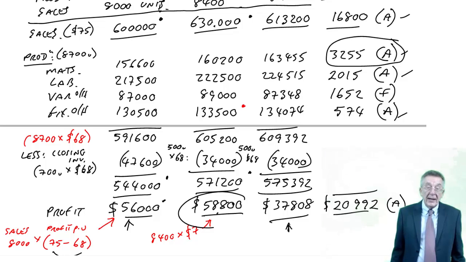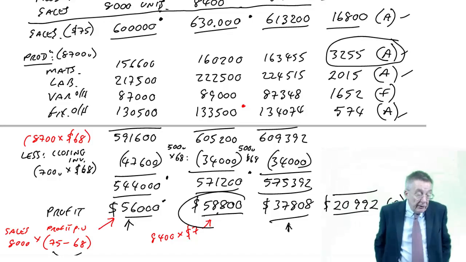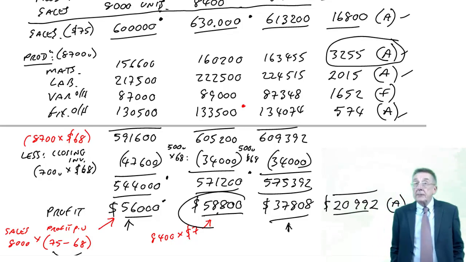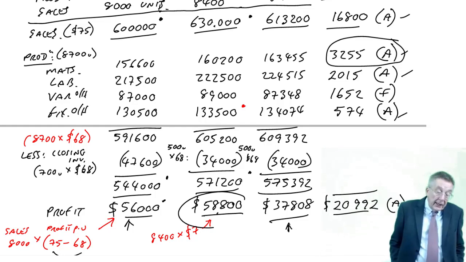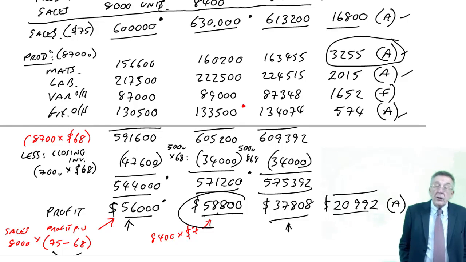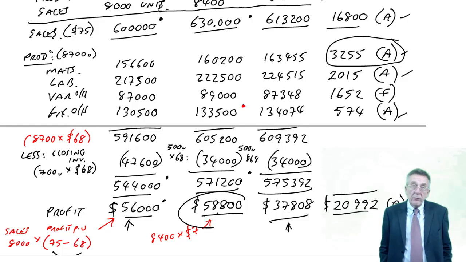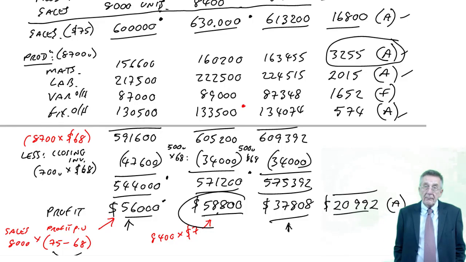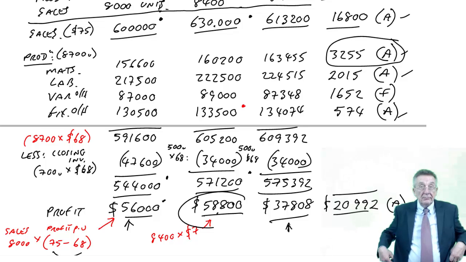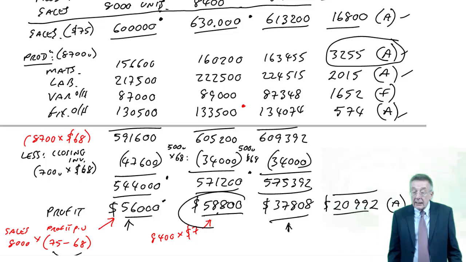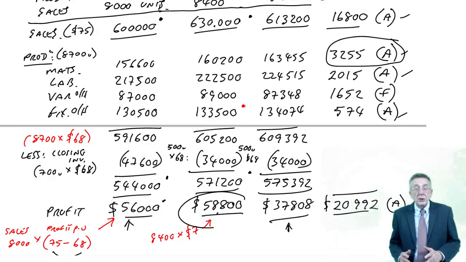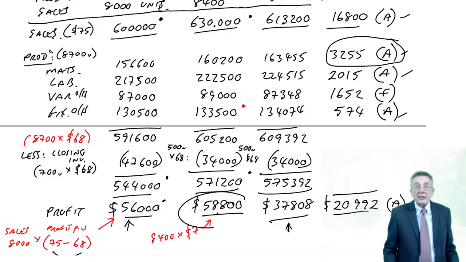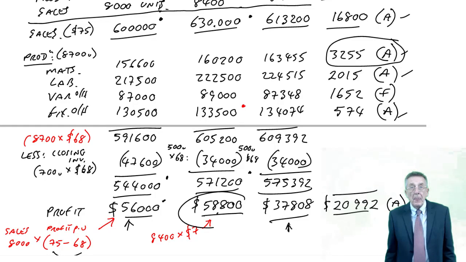Well, why did we spend more than 18? It could have been simply that we paid more than £4.50 a kilo. Or it could have been that we used more than 4 kilos a unit. We were wasting some. Or, of course, a combination of the two. And we need to find out. We need to analyse that 3255. Is that due to the fact we paid too much per kilo? Is it due to the fact that we used too many kilos?